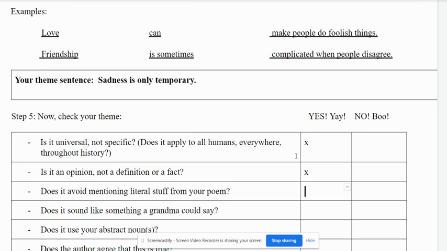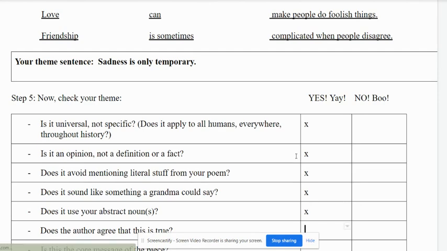Does it leave out literal things from my poem? Yeah. Does it mention any concrete nouns? Does it mention any events? Anything you can touch? Does it sound like something a grandma would say? Sure. Does it use my abstract noun? It does. Does my author agree that this is true? I'm going to say, yeah.